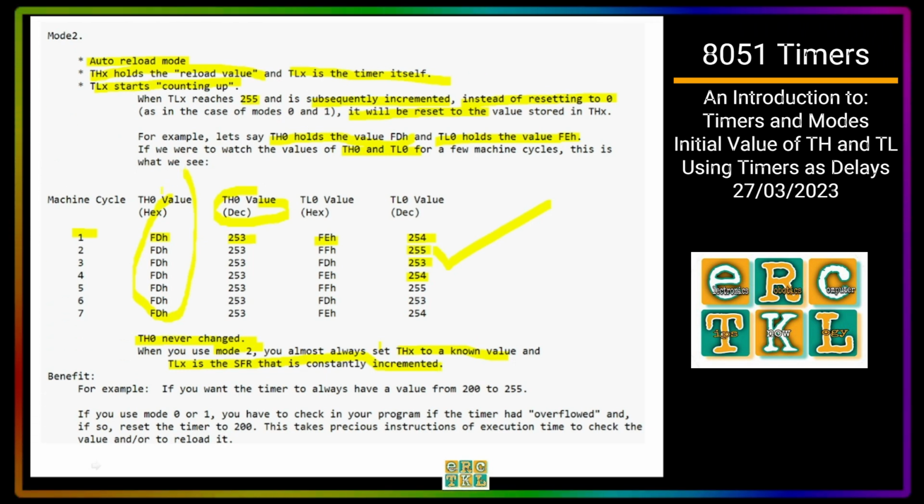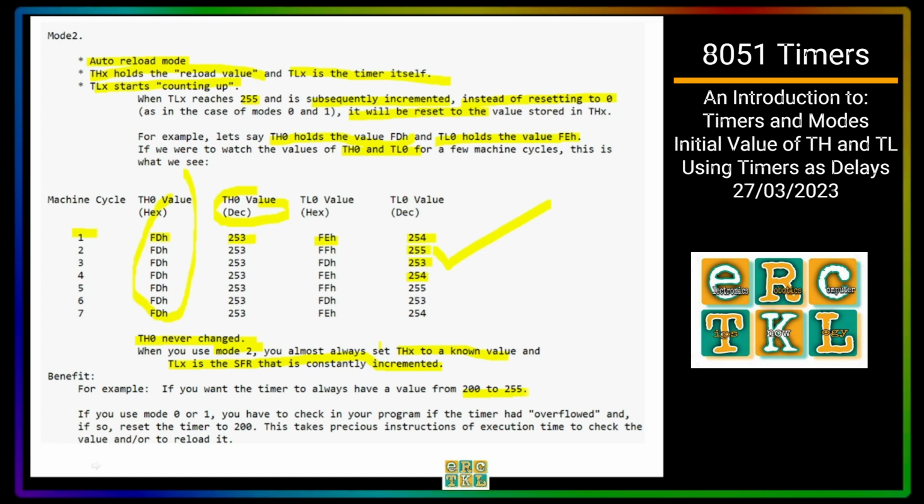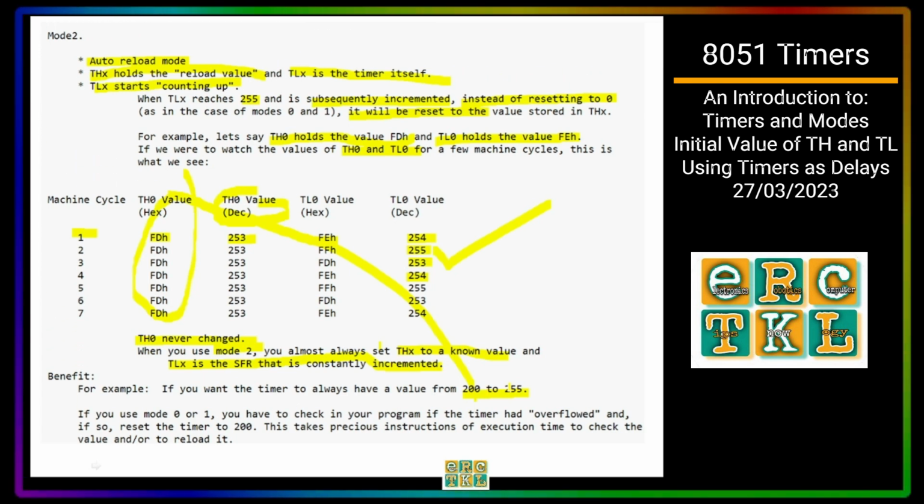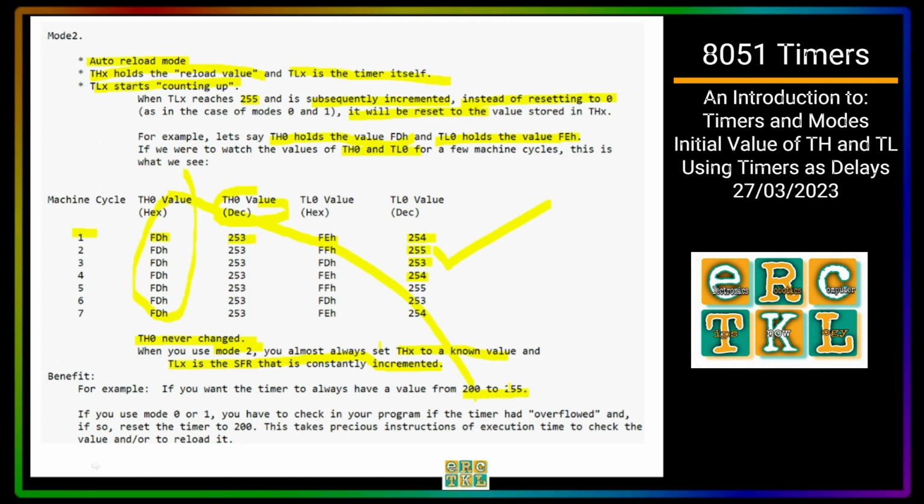So what's the benefit of this? For example, if you only want the counter to have 200 to 255, what will we do? We will put 200 to TH0 and we will put 250. We will not do anything with 255. Then we start running the timer. How to start running the timer? TR0 equals 1. TR0 equals 1 to start the timer.